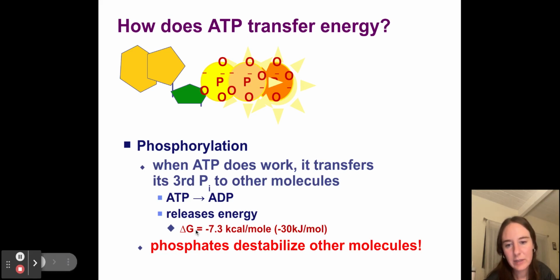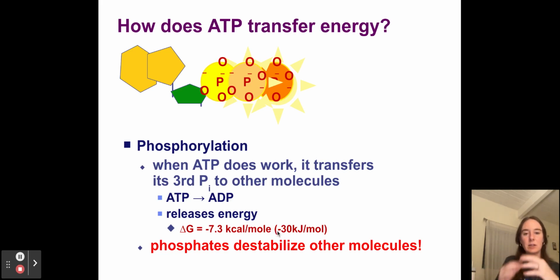And so you're actually going to release a delta G. The available energy is 7.3 kilocalories per mole. Or another way of thinking about this, another unit of energy is 30 kilojoules per mole. So it's negative because that's the overall net release of energy. So that's why it's negative. Started off with 7.3, and now that amount is released from the reactants to the products.